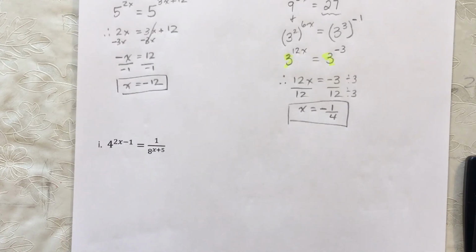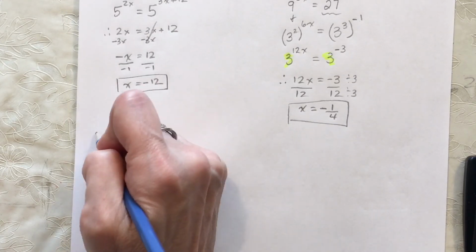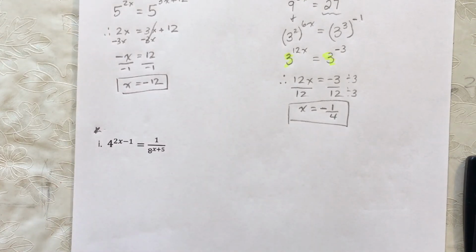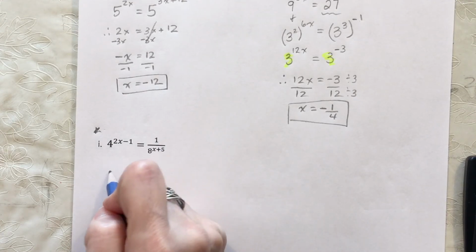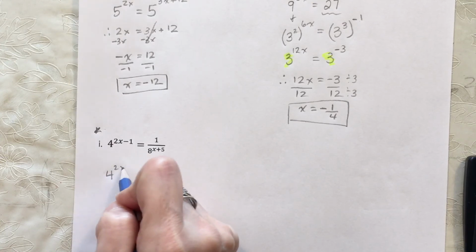And my last one, so it's kind of combining all things. There's going to be a common smaller base involved. X is on both sides. This is kind of as hard as it gets until next week when we learn fractional exponents. Okay, so we've got 4 to the 2x minus 1.